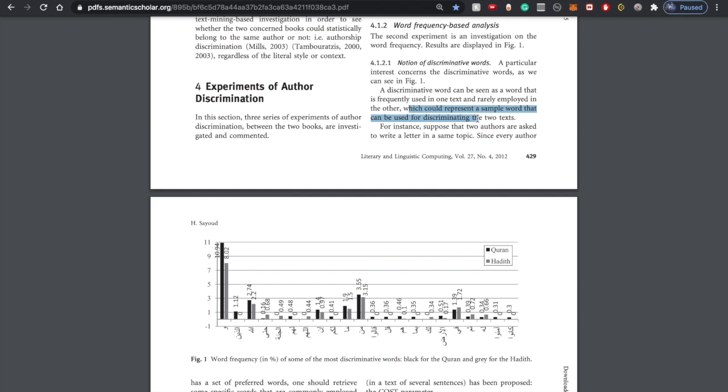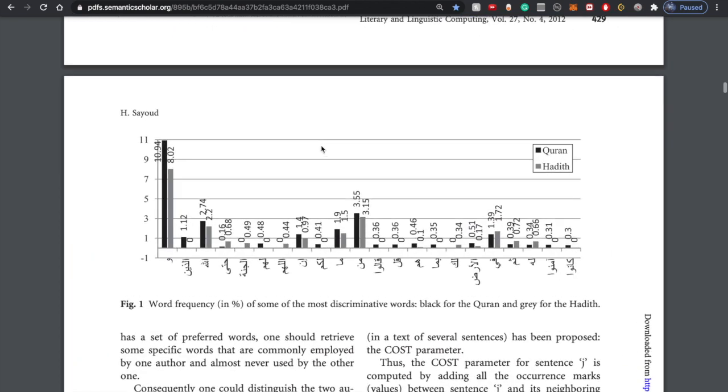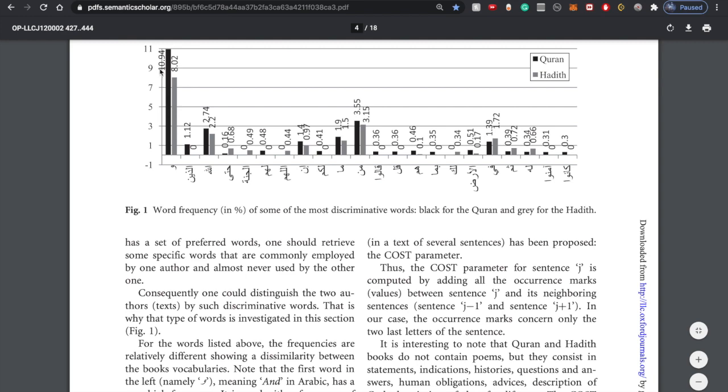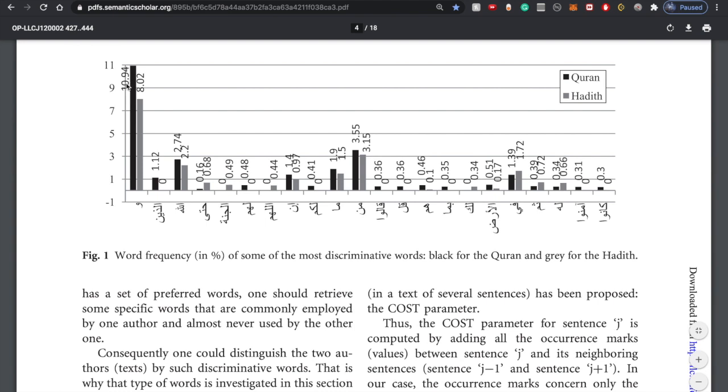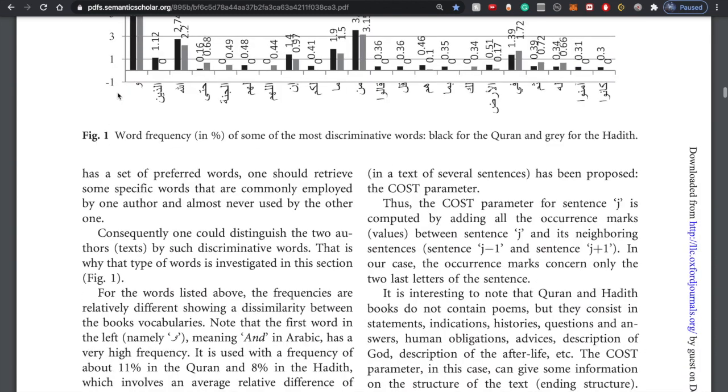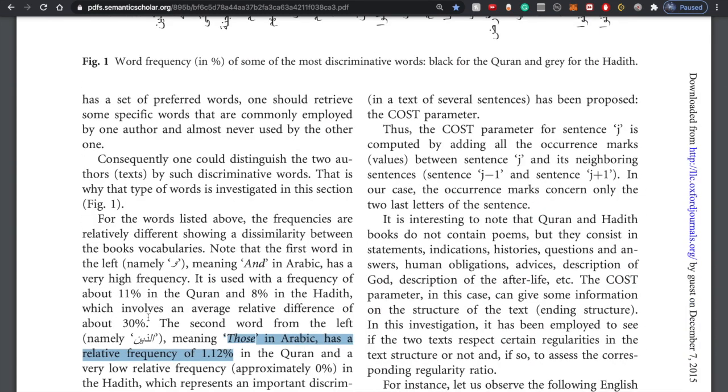Certain authors are more inclined to different words. Everyone has certain words which they use more often than others. And in this case, we see that there are many of these words which have a significant difference in frequency. When we look at the most discriminative words, they have a significant difference in frequency between the Quran and the Hadith. So, for example, if we look at the word wa, which means and, we find 10.94 in the Quran versus 8.02 in the Hadith. Now that's a difference of 30%, as they mention here. An average relative difference of about 30%.